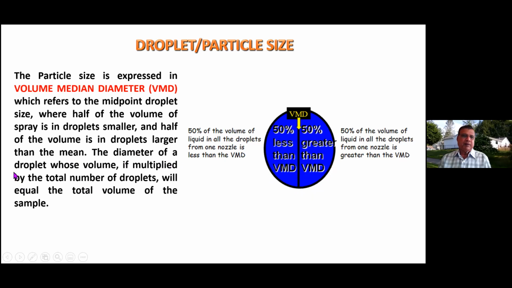See the center point, slightly it is skewed towards this. So this is less than 50 and this is greater than 50. The diameter of the droplets whose volume, if multiplied by the total droplets, will equal the total volume of the sample. So if you have about 5,000 particles, if you measure it and multiply it by 5,000, you will have the total volume of the sample which has been used. So this VMD is very important as far as thermal fog is concerned.